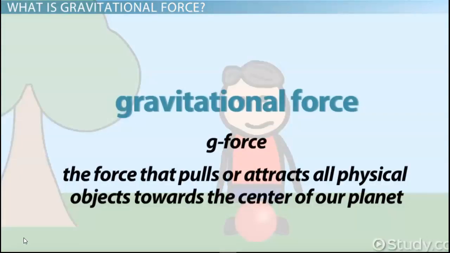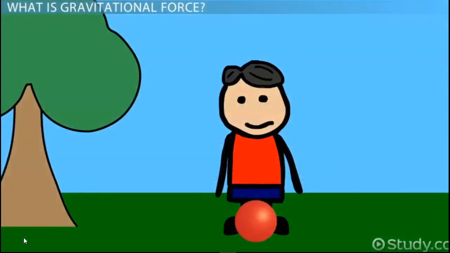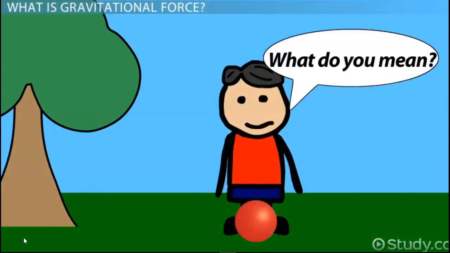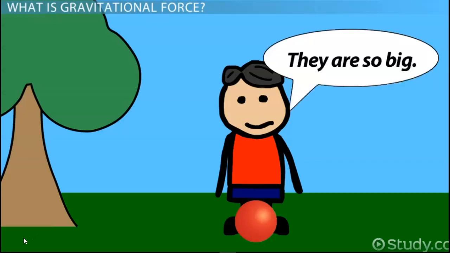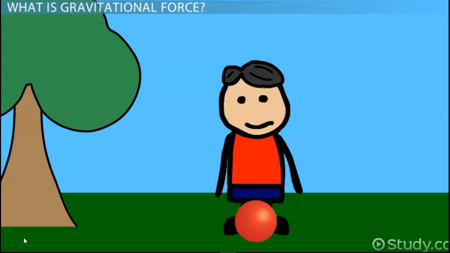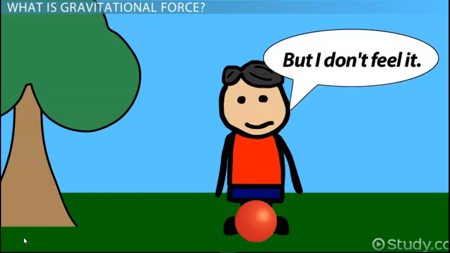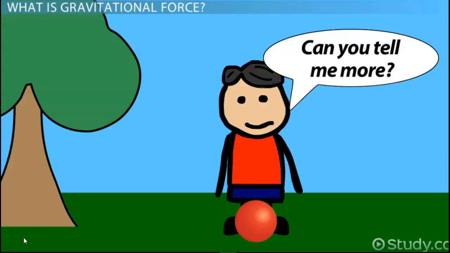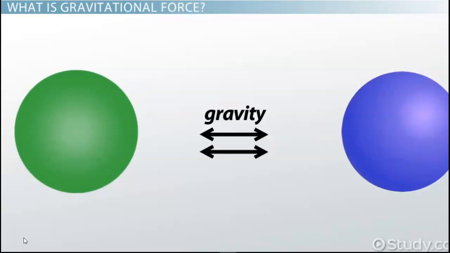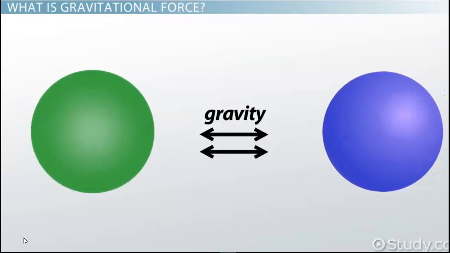This gravitational force, also called the G-force, is the force that pulls or attracts all physical objects towards the center of our planet. And actually, it's not just the Earth that has a gravitational force. We mostly focus on the G-force of planets, but all physical objects have a certain amount of gravitational force to them. That's right, even you yourself have a certain amount of gravitational force that attracts other objects to you. We don't see it because the Earth's gravitational force overpowers anything we have and any similar force we experience from smaller objects. Gravity is a force that attracts objects of mass towards each other.